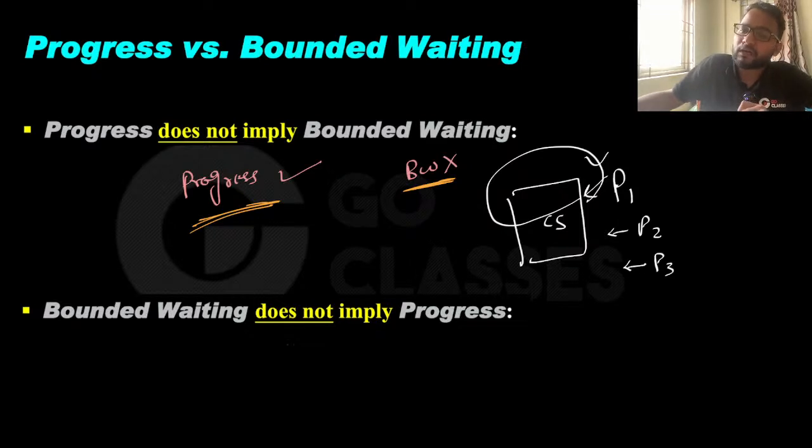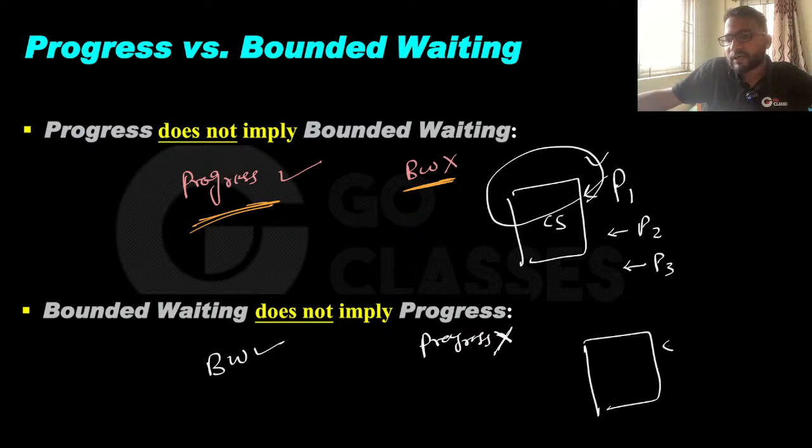What about the case where bounded waiting is satisfied? Let's suppose I want to have a condition where bounded waiting is satisfied, but progress is not satisfied. Very easy, right? It is just a deadlock condition. I mean, everyone is stuck.